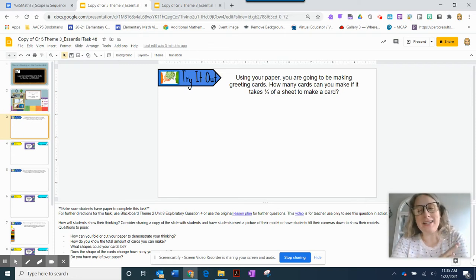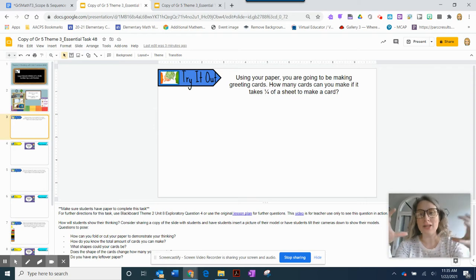For that reason, we're not going to spend a ton of time on this, but we're really going to want to make sure that students have paper to complete this task. They can have paper and they can have scissors if you want to have them cut, or if you want to have them shade, they could have crayons or markers or pencils, whatever really works for you. But really here, we're talking about how many fourths could fit into one whole.